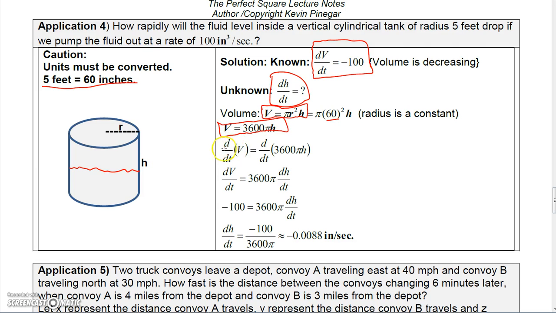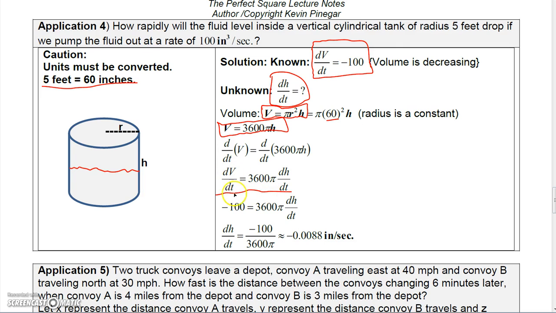Now, if I take the derivative of this with respect to t, on the left I get dV/dt, and on the right I get the derivative of 3600 pi h. Well, 3600 pi is just a constant, so I just have to figure out the derivative of h with respect to t. So I have 3600 pi times dh/dt.